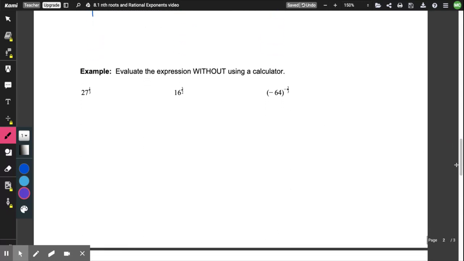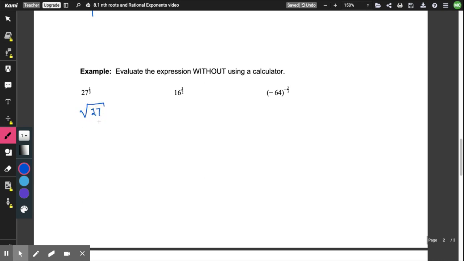Okay. Sometimes rewriting it in the other notation makes it easier to evaluate. So we're going to evaluate a few of these expressions here without using a calculator. So I've got 27 to the 1/3 power. First thing I want to do is rewrite that as a root, because that may make it easier to think about. So I'm going to go ahead and write my radical because I do have a fractional exponent.